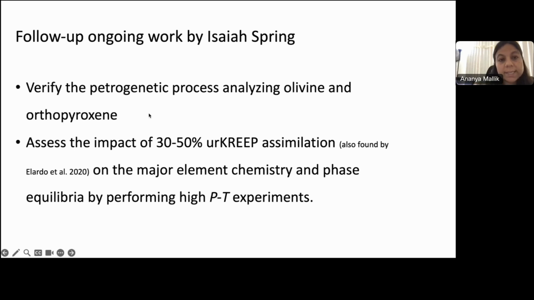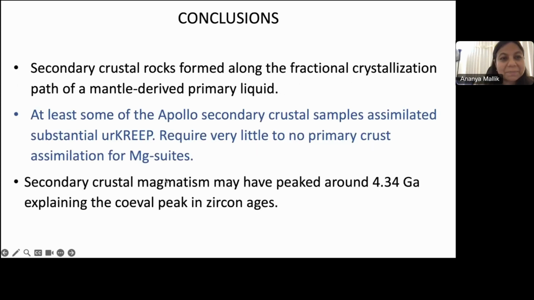And of course, as I said, there will be a severe penalty on the major element chemistry if there was so much KREEP assimilation. So what Isaiah is doing right now is running some phase equilibria experiments to see if there is some sort of reactive assimilation process where we can explain a load or a cargo full of trace elements being added, but not at the expense of major elements. So this is just ongoing work. Stay tuned for the results from this maybe in a few months.